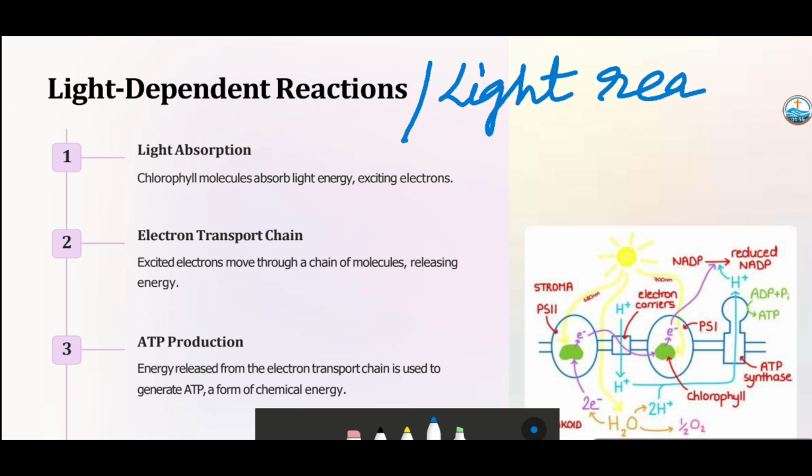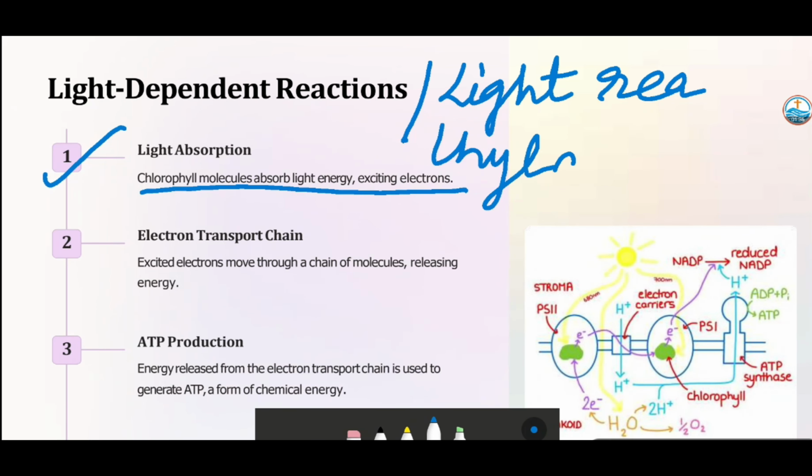All right, so the first point here is light absorption. The chlorophyll molecules absorb the light and the electrons get excited. And this reaction takes place where? In the thylakoid. And you have seen in the previous video where the chlorophyll is: in the walls of the thylakoid. These are the thylakoids and chlorophyll is present in the walls of the thylakoid. So it is a very important topic, so please pay attention.